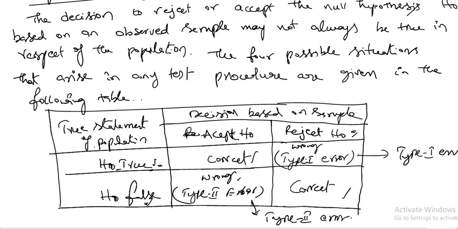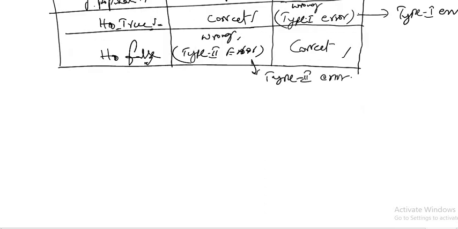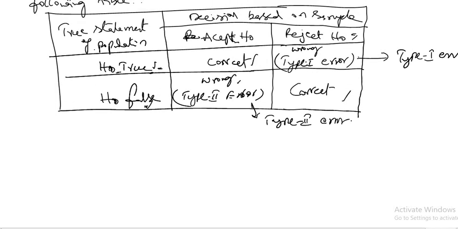Okay. Type 1 error, we'll write the definition. What is type 1 error? Here we just gave a table. Type 1 error is rejecting H naught when H naught is true. Okay, right.